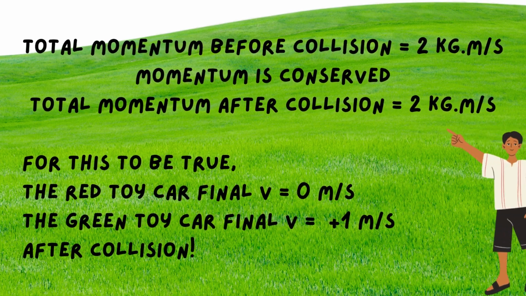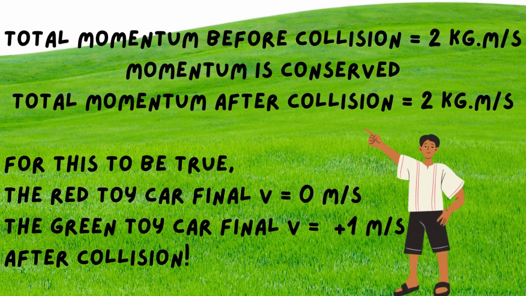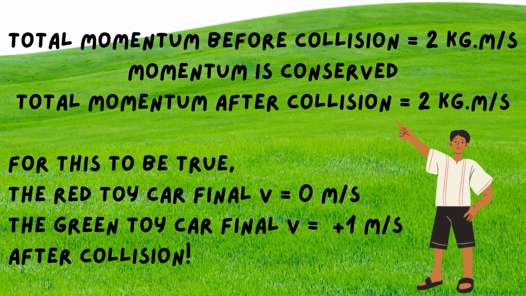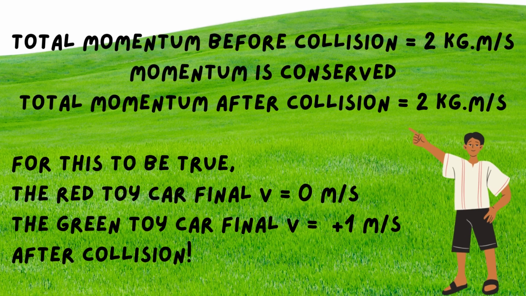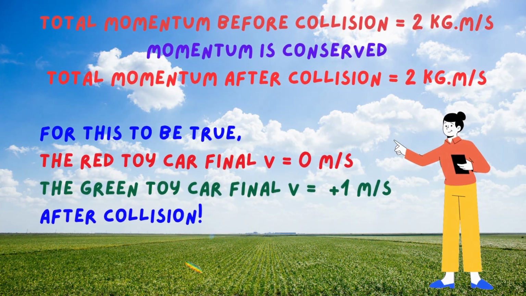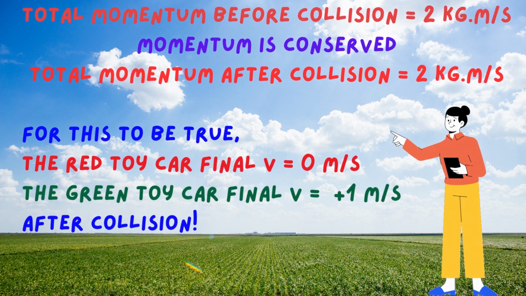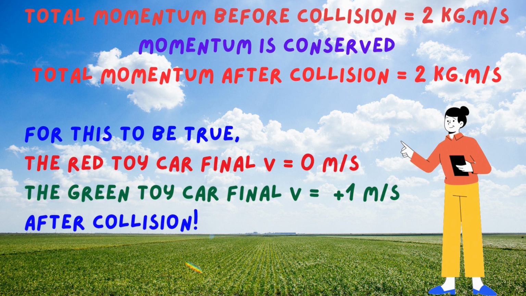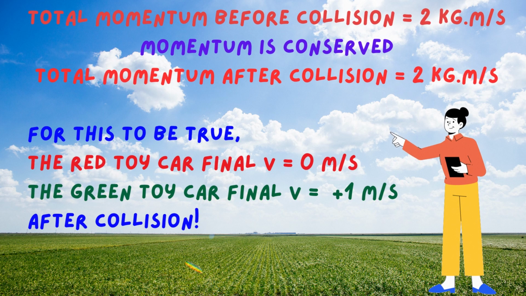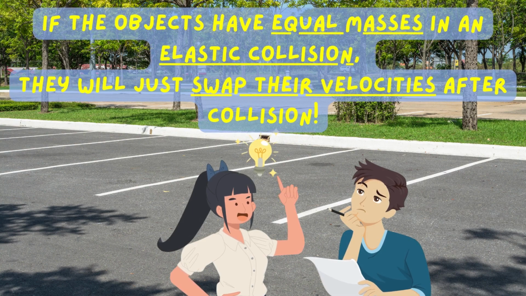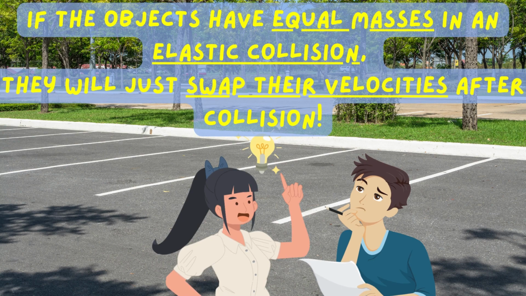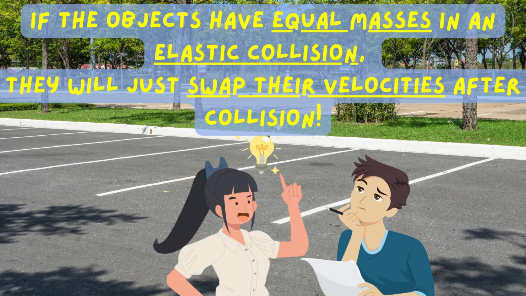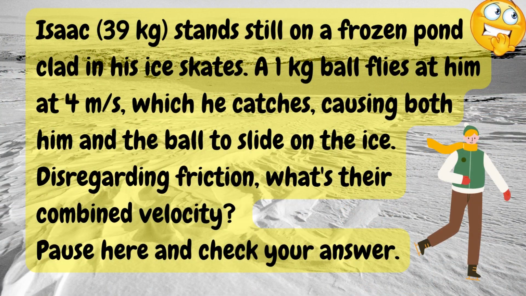The total momentum before collision equals 2 kilograms multiplied by 1 meter per second, which equals 2 kilogram meter per second. Since momentum is conserved, the total momentum after collision is also equal to 2 kilogram meter per second. For this to be true, the red toy car needs to come to rest, and the green toy car needs to move at a velocity of 1 meter per second. Therefore, if the objects have equal masses in an elastic collision, they will just swap their velocities after collision.